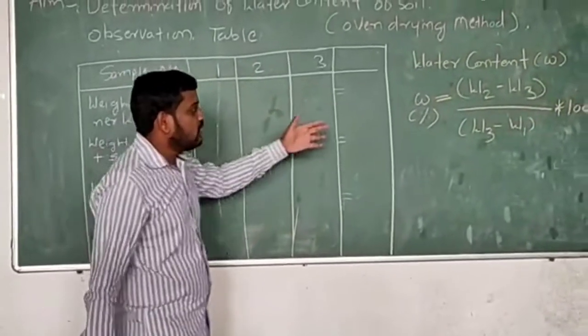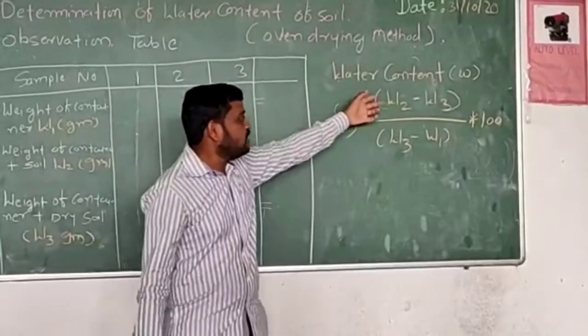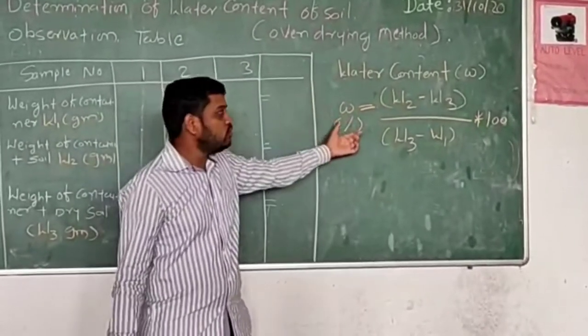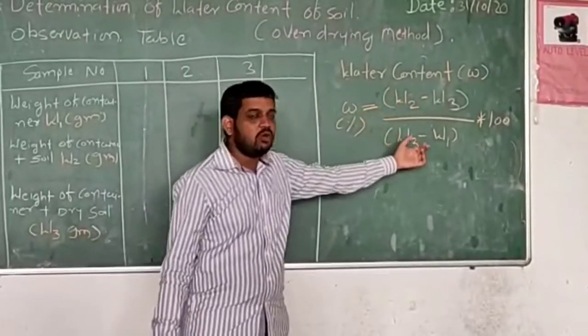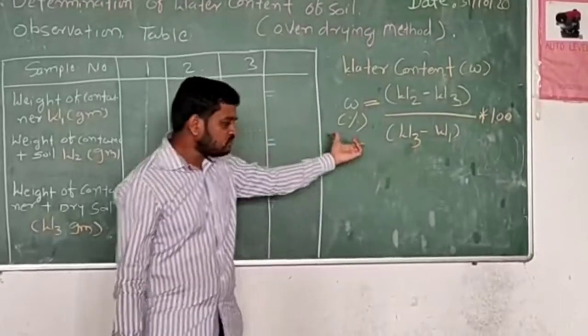Water content is determined by using this formula: water content is equal to small w, which is measured in percentage. The w is equal to W2 minus W3 divided by W3 minus W1, into 100. So this is the formula for the water content.